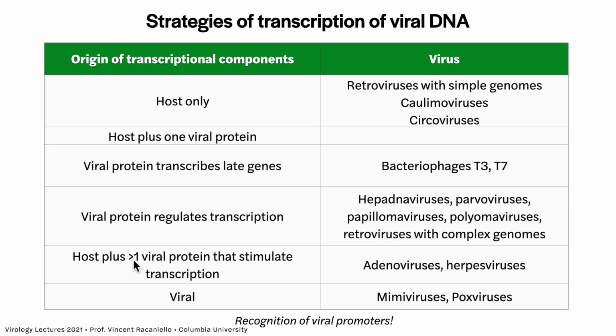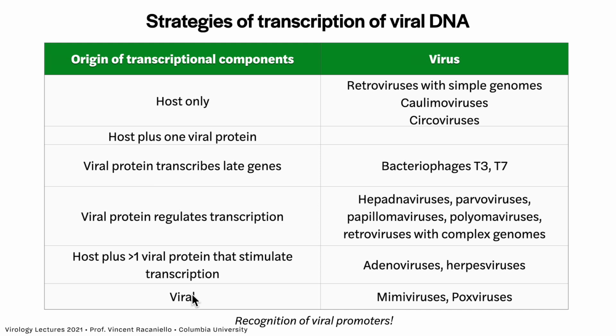And then you have host plus more than one viral protein that stimulate transcription. Adeno and herpes, we're going to talk about those today. And finally, all viral. The transcription machinery is all viral. It's not host plus one or more than one. It's all viral. Viruses, giant viruses, and pox viruses. So it's a big gradient here in terms of what is needed and what's used, from host only all the way to virus only.